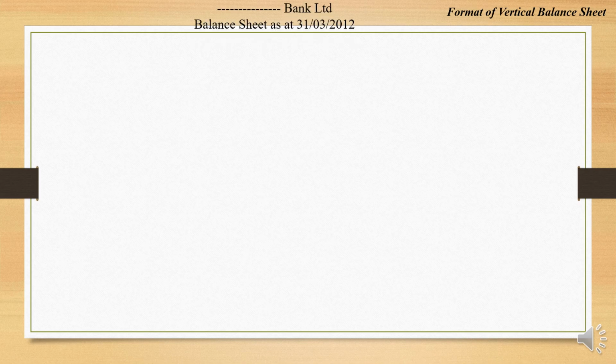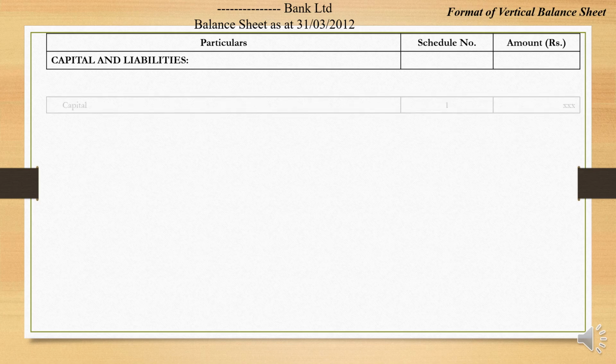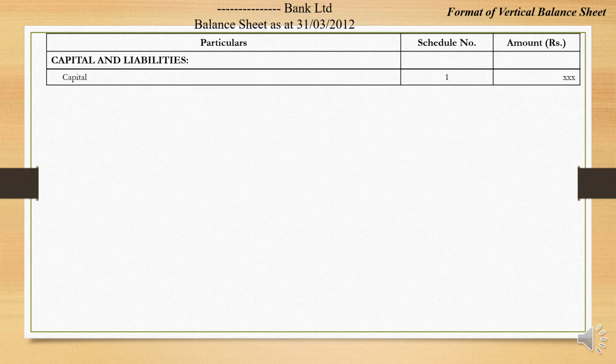See, this is the format of the balance sheet, the vertical balance sheet, wherein we have three columns. The first one is particulars, the second column is schedule number, and the third column is the amount column. The first part will take up capital and liabilities. Under this, the first one is share capital, which carries schedule number 1. We'll write the amount here.